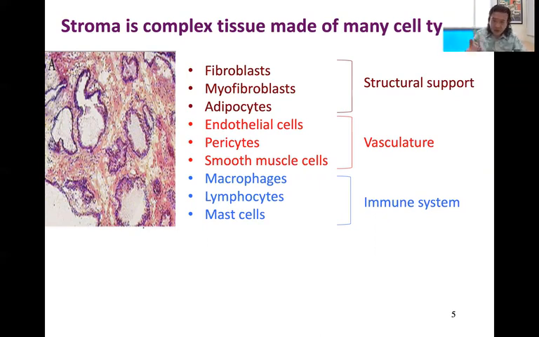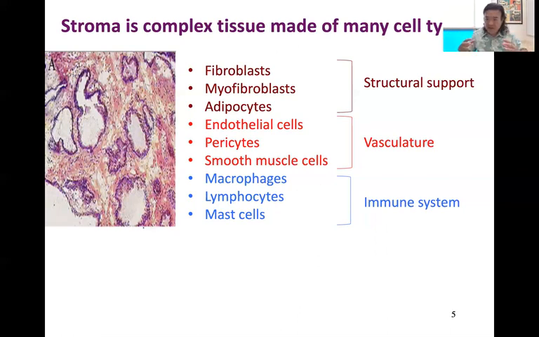So the stroma is a complex tissue made up of many different cell types. Here listed in brown, red, and blue are just examples of maybe 9 groups of different types of cells that make up stromal tissue. These can be thought of as providing one of 3 different important stromal functions. For example, structural support. Right? Obviously, you need the tissue to have some structure so that you can have the basement membrane and the epithelial cells on top of it.